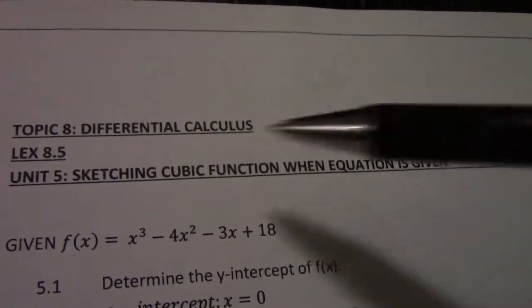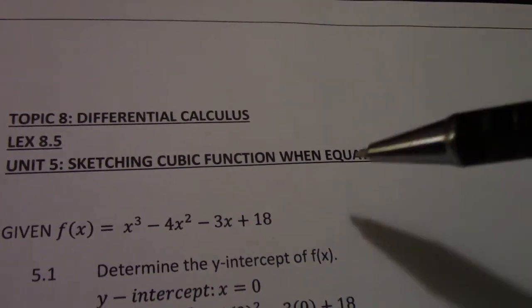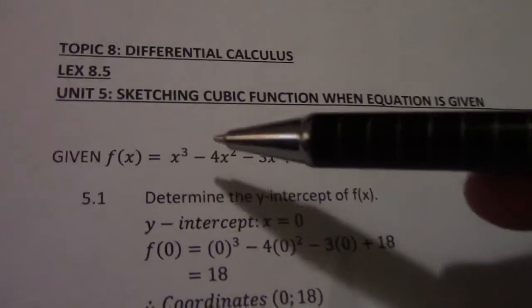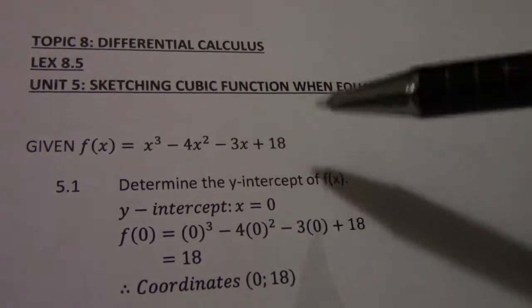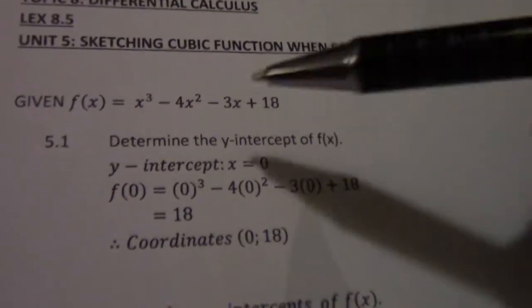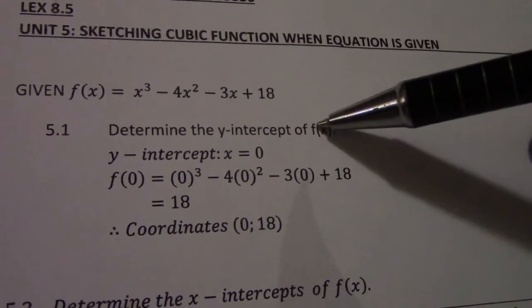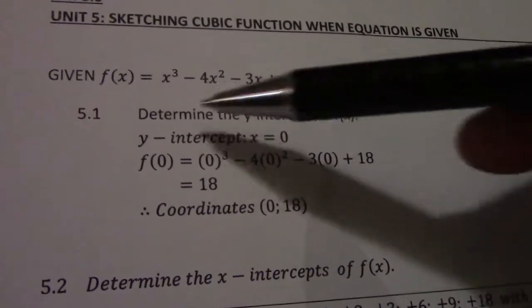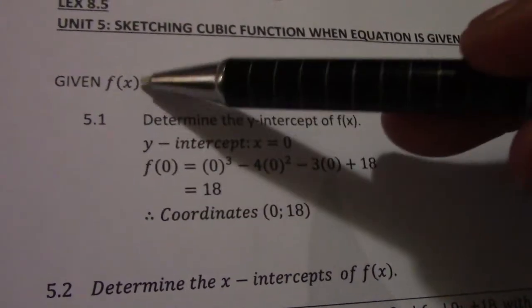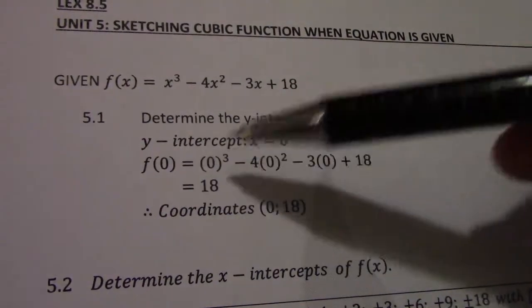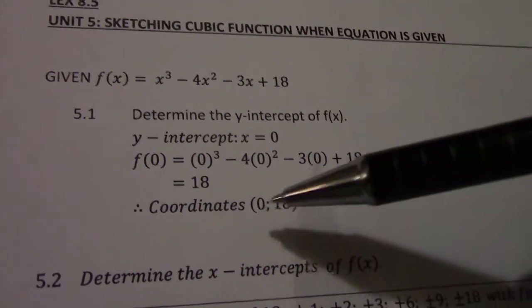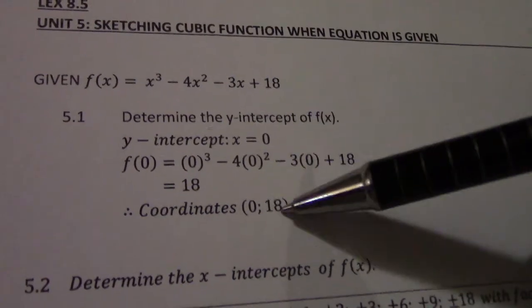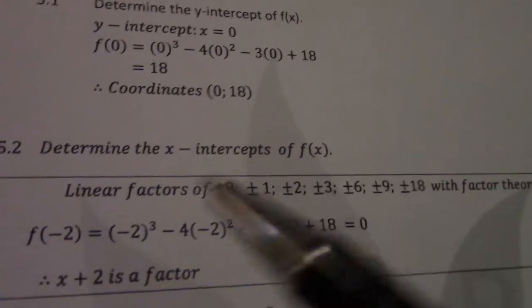In this exercise we will learn how to sketch a cubic function when an equation is given. Generally we give you an equation, here x cubed minus 4x squared minus 3x plus 18. Number 1, can you determine the y-intercept? For the y-intercept, x equals 0, so instead of f of x, I have f of 0. If I put in 0, I'm left with 18. So my y-intercept is x is 0, y is 18.